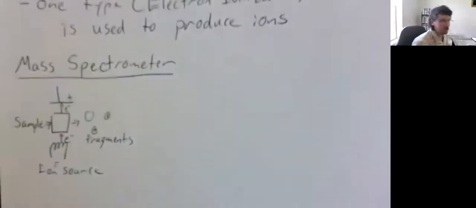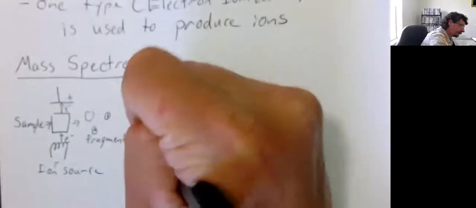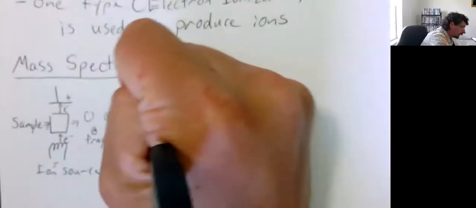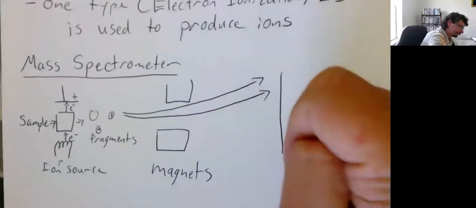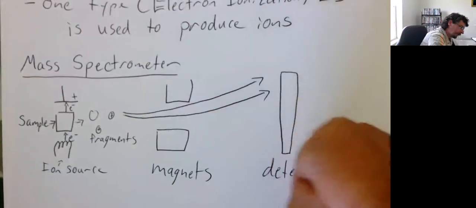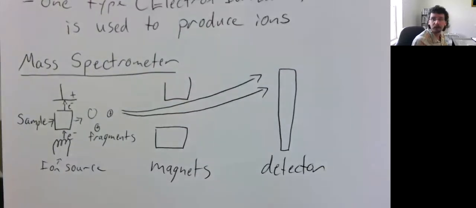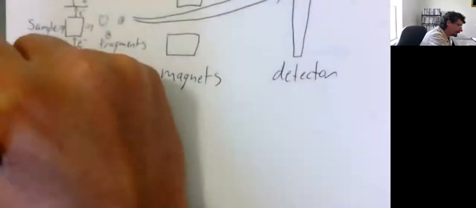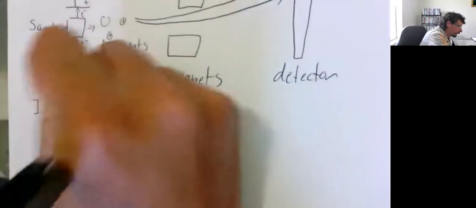Some are charged, some are not. The ones that aren't charged get filtered out, but the ones that are charged go through a set of magnets. And they get deflected based upon their mass to charge ratio. They get detected, and that's the output that we see, and that's what you'll be using. So let's talk about this ionization process. Ionization and fragmentation.